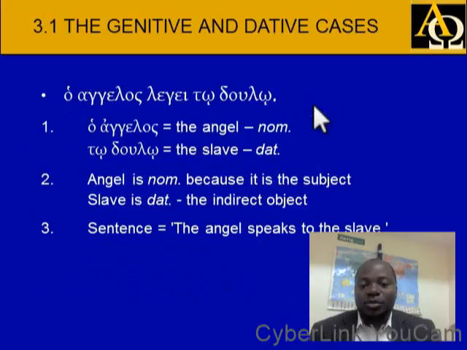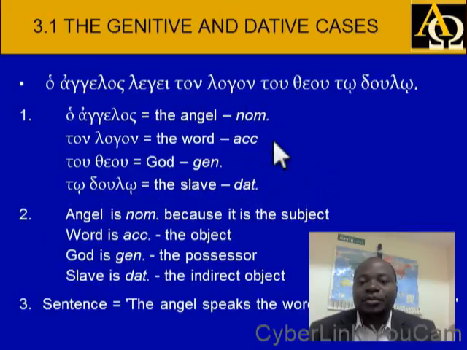Yeah, the direct object. Another example, ho angelos legei to logu. Ho angelos legei to logu. So this is the nominative, this is our verb, and this is our indirect object. So the translation is the angels speak to the slaves. So remember we said indirect object is to something or to someone. So the angels speak to the slaves.